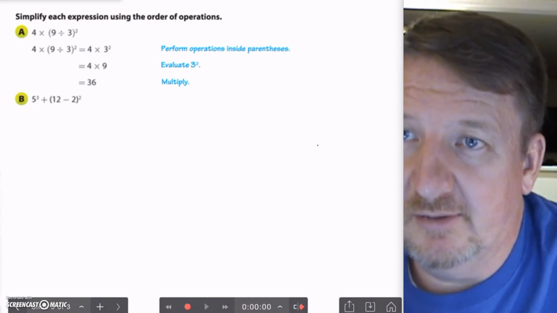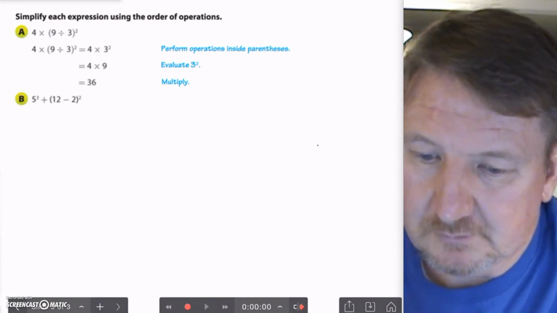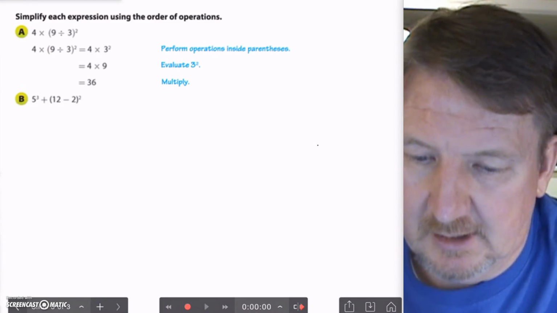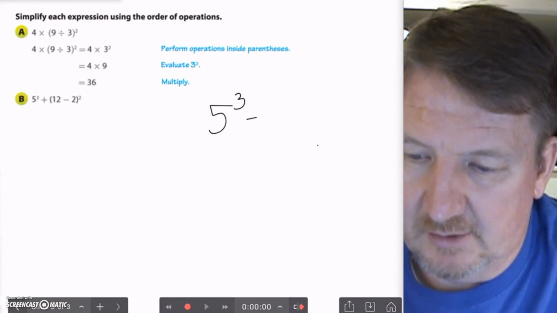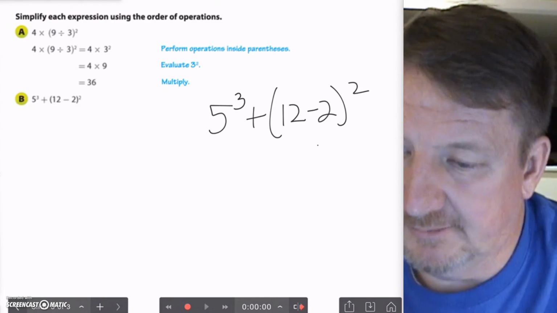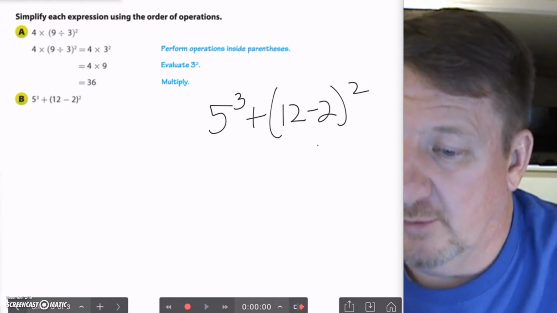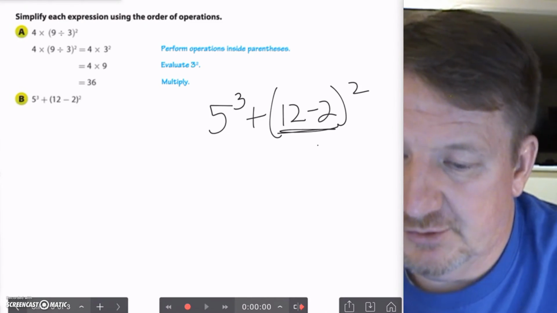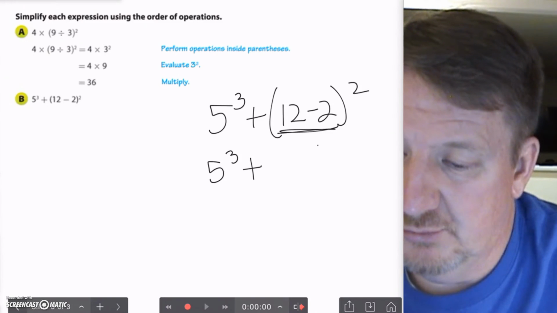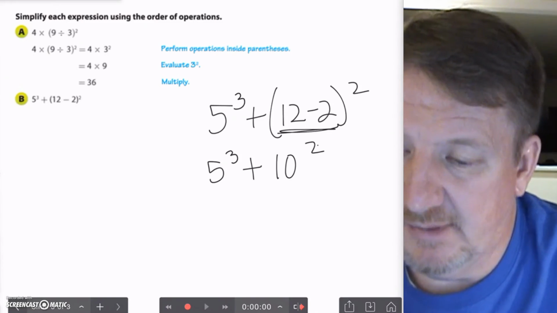Alright, so the next problem is 5 to the third power plus, in parentheses, 12 minus 2, and then outside the parentheses to the second power. So I want to rewrite it. Make sure I'm on my pen. 5 to the third power plus 12 minus 2 to the second power. Okay. Order of operations tells me I do this first. So I have 5 to the third power plus 12 minus 2 is 10 to the second power.